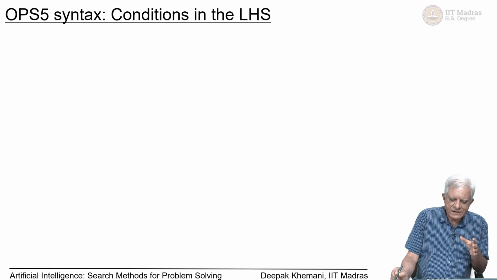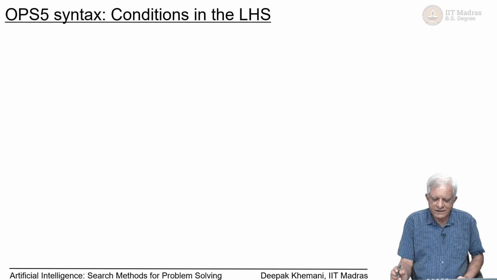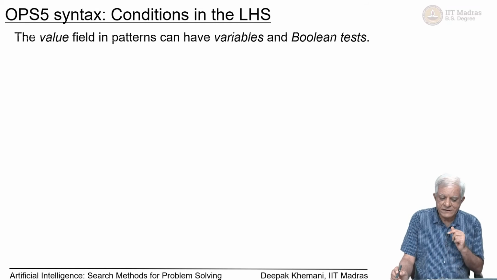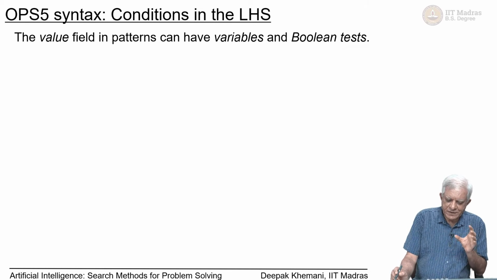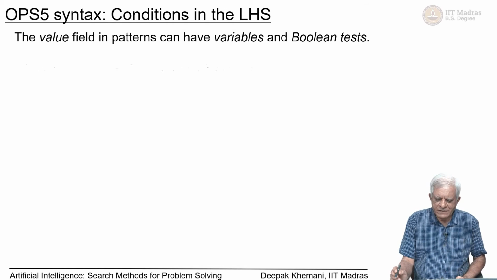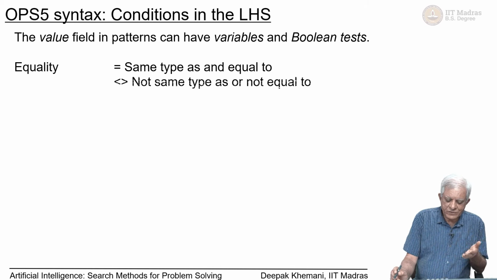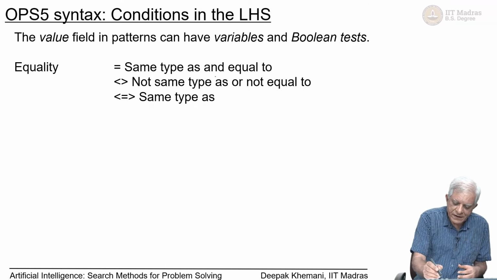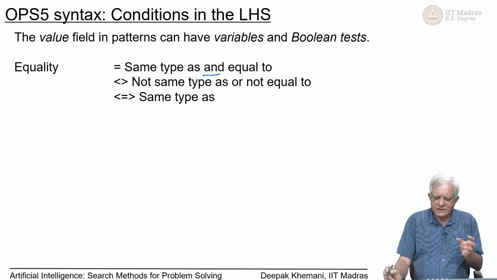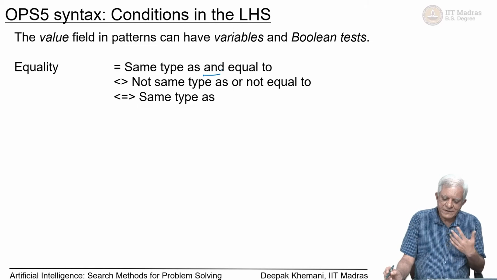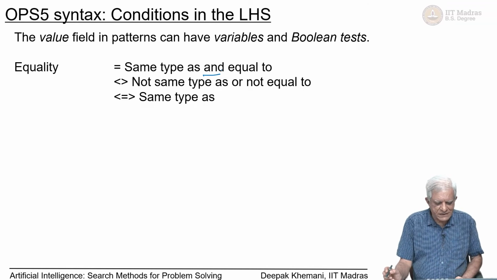So, let us go back to the syntax where the conditions are in the left hand side. What can be the conditions? The value field in patterns, remember that a rule is a set of elements, each of which is a pattern in the left hand side. They can have, as we have said, variables and Boolean tests essentially. So, a variable Boolean test for example can be equality, which says that they are the same type as and also equal. So, for example, x equal to 3 if you say, that means that it will match only when x equal to 3 essentially.